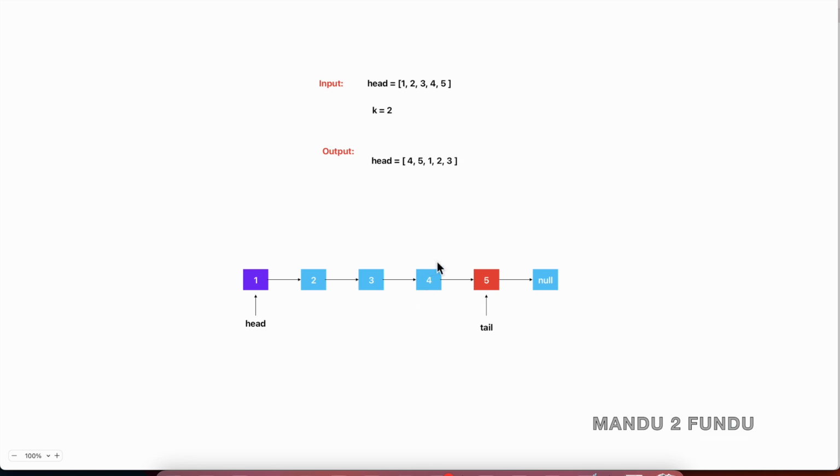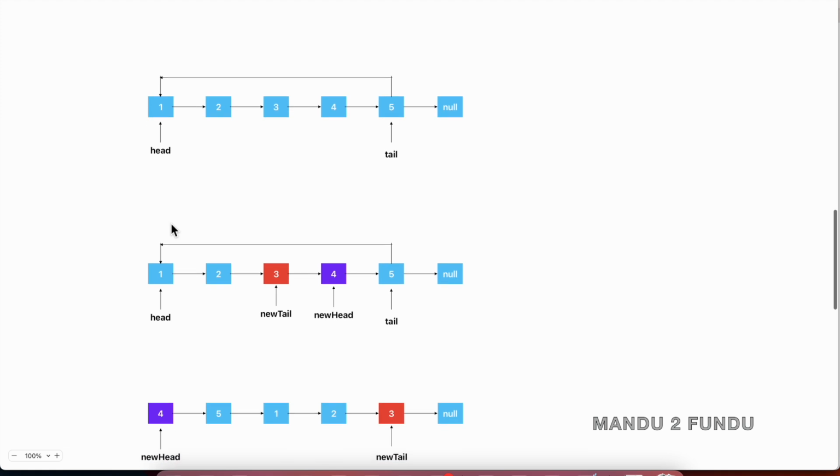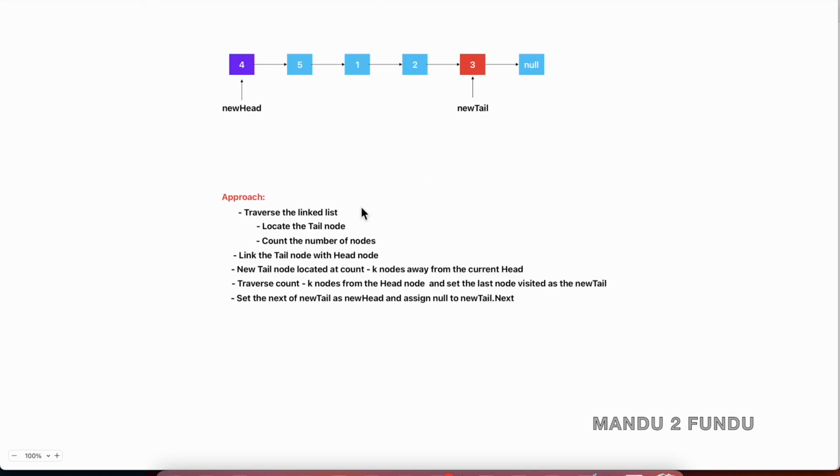And then make this node the new head of the shifted linked list. First we link the tail and the head, and then locate the second node from the tail and make that the new head, and then remove this link. Then finally we get this shifted linked list. That's what I have written here.